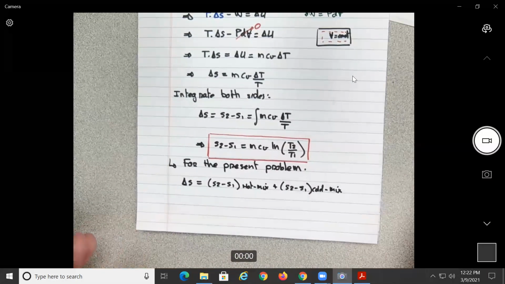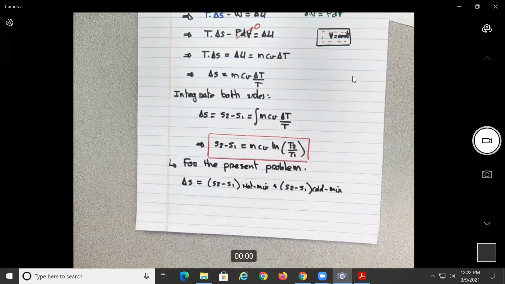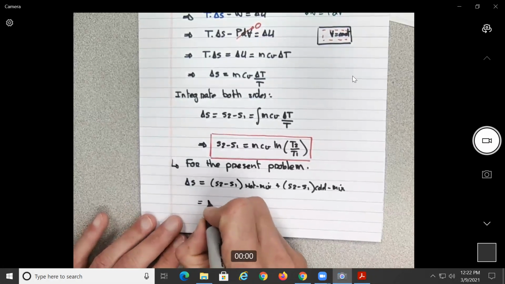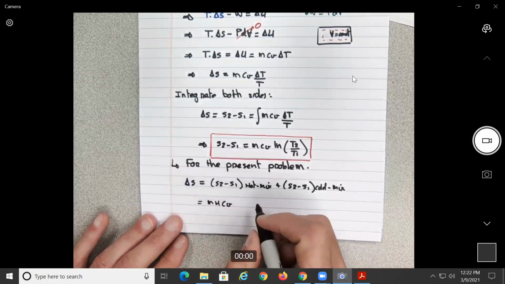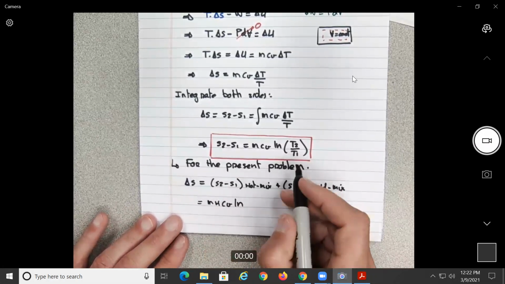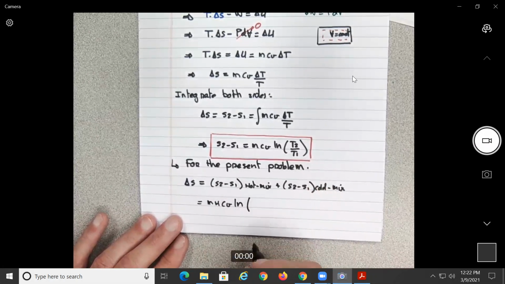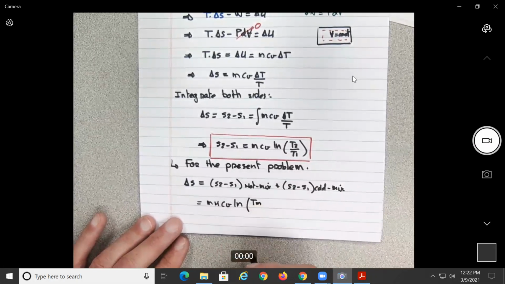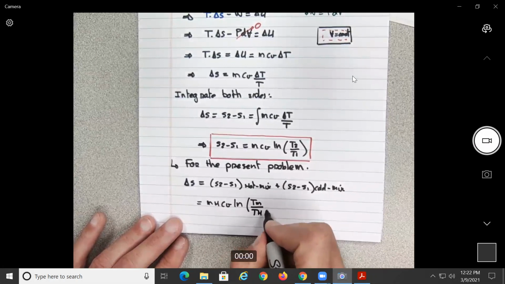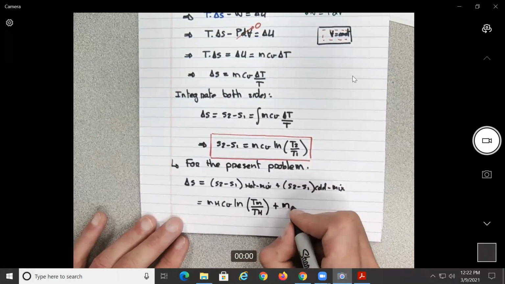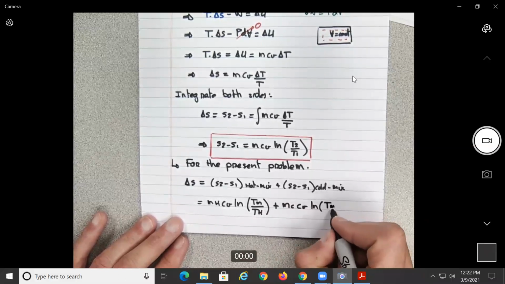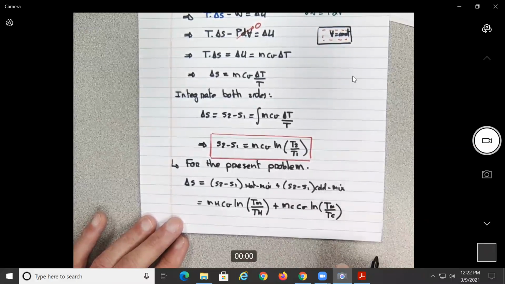Okay, so let's start thinking. Write this down and then we think a little bit about it. So this will give you what? M hot Cv log, using this expression, of what? What should be T2? It should be the Tm, the average temperature, divided by T hot, plus M cold Cv log of T sub M over T of cold.